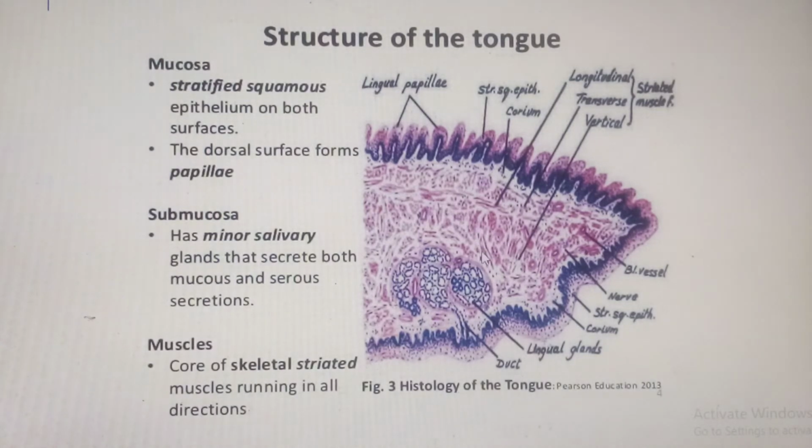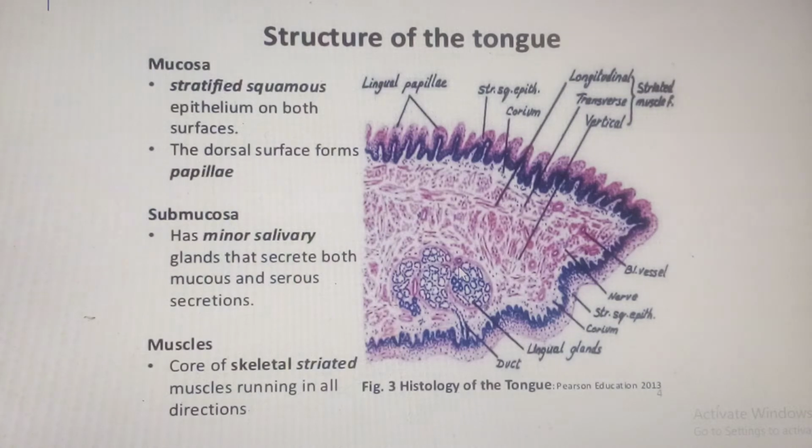And one striking thing about the tongue is that these glands will be somewhere between skeletal muscle fibers running in different directions. I'll show you in another slide. Skeletal muscle fibers running in different directions, and embedded between them, or interspersed within them, we have these glands.